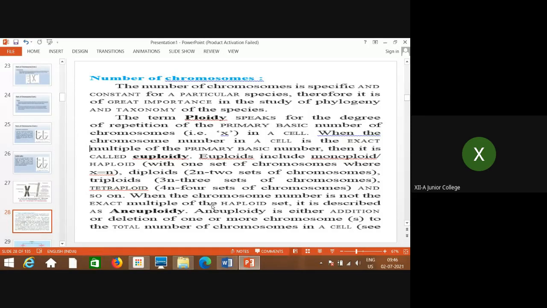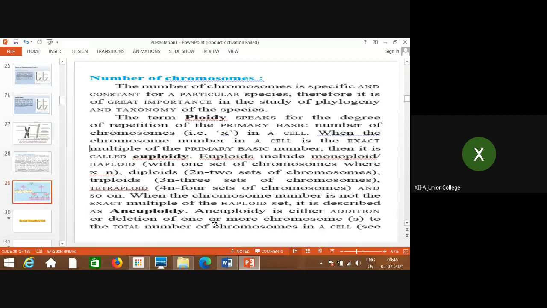And when the chromosome number is not an exact multiple of the haploid set, either more or less, then it is described as aneuploidy. Aneuploidy means unequal. It is either the addition or deletion of one or more chromosomes to the total number of chromosomes. So in this chart it is very clear.